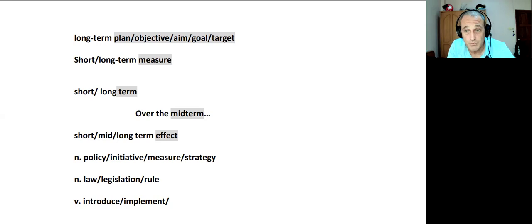And when we're talking about what the government should be doing, we might talk about policy, initiative, measure, strategy. And if we're talking about law, they actually introduce laws to make people do things, or to punish people for doing certain things which they don't want them to do, then we can also use the noun legislation. And the verbs there, introduce and implement.